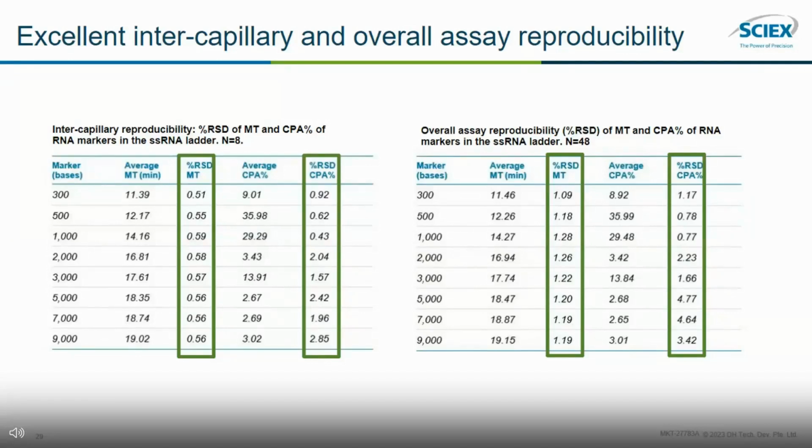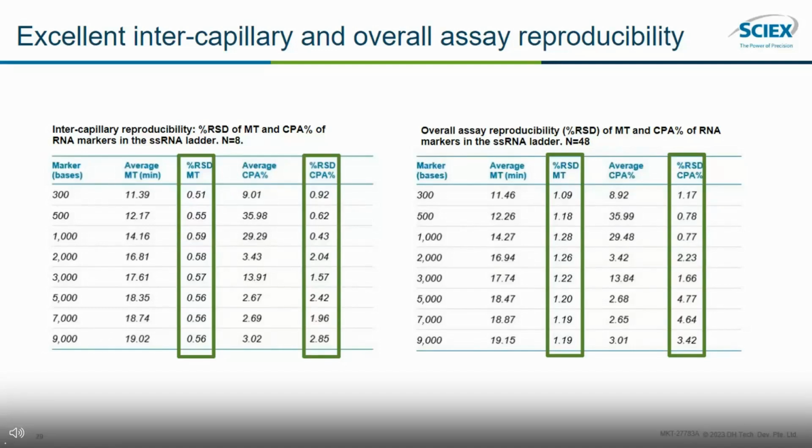The overall assay reproducibility was evaluated by injecting the ssRNA ladder 6 times in each of the 8 different capillaries, meaning we collected and analyzed 48 results. The table on the right summarizes the average and percent RSD values for the migration time and the corrected peak area percent for this overall assay reproducibility study. The percent RSD demonstrated excellent reproducibility for migration time of better than 1.3%, and the percent RSD for corrected peak area percent was better than 4.8% for all size fragments listed in the table.